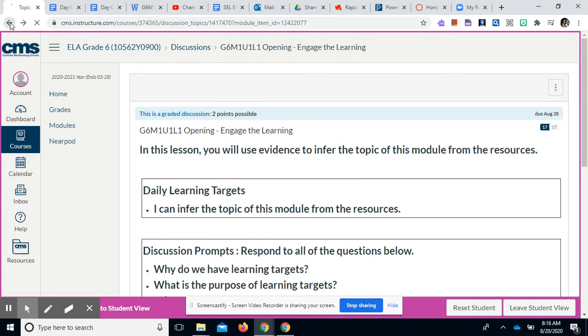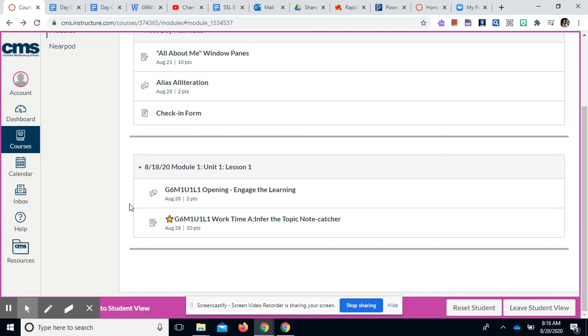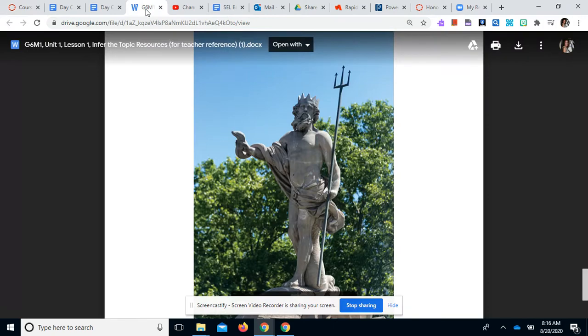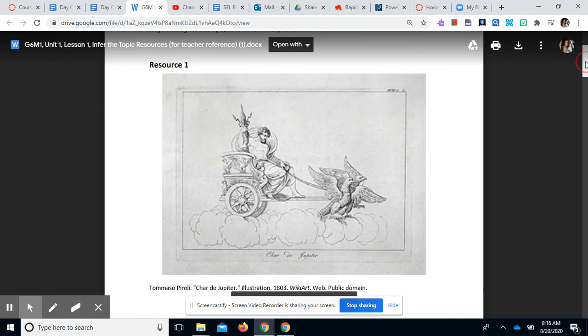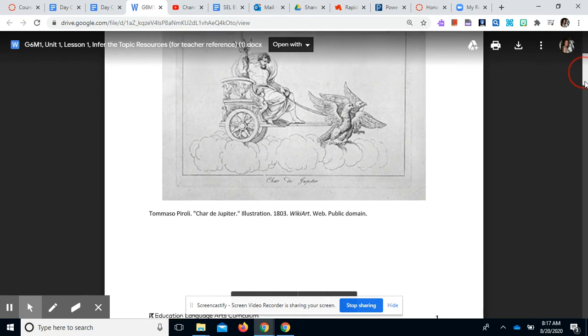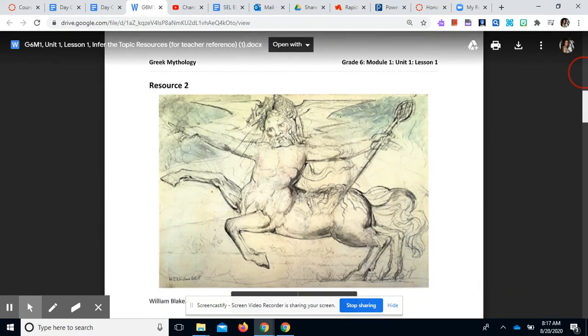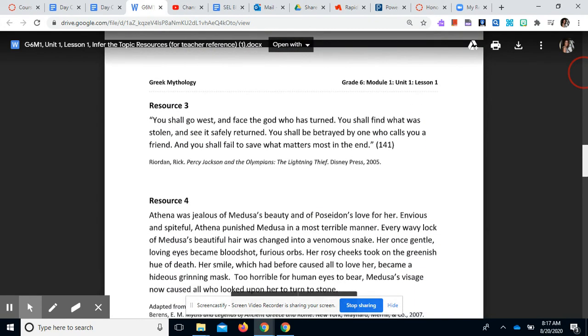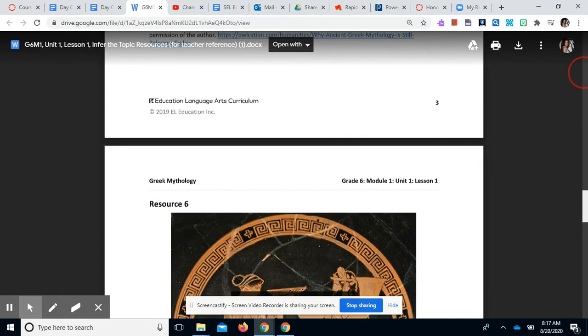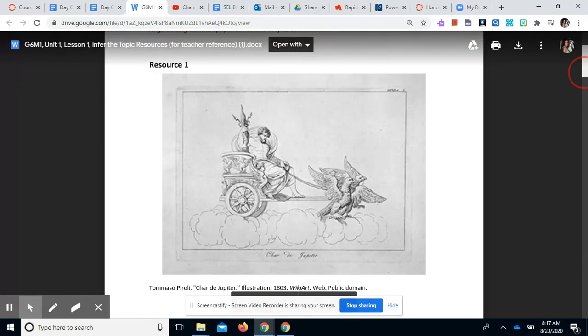The next assignment, you were going to look at the resources that they provided for us. And so we did this together as a class where we took some time to analyze each of these resources that they provided. We were making observations. What do you notice and what do you wonder based on looking at the different resources? So I'm just going to give you a look here at the resources and then show you the infer the topic note catcher that we spent some time working on.